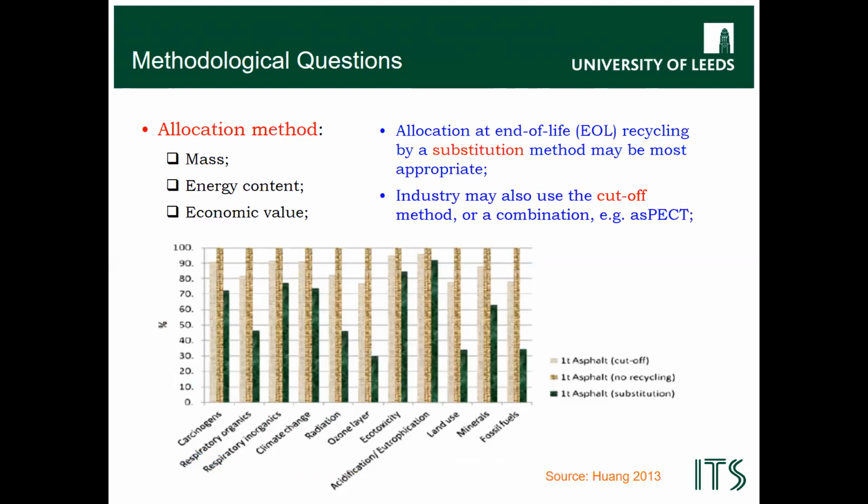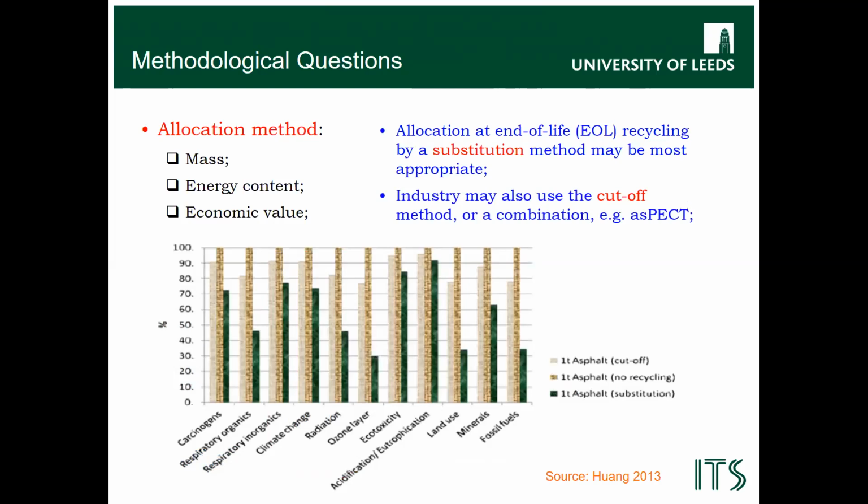For example, the asphalt carbon calculator developed by the UK Highways Agency. In that report, it's somewhere between the substitution and cutoff. It's not 50-50. It took a 60-40 split of the credits. So 60% of the credits was given to the producer and 40% given to the user.